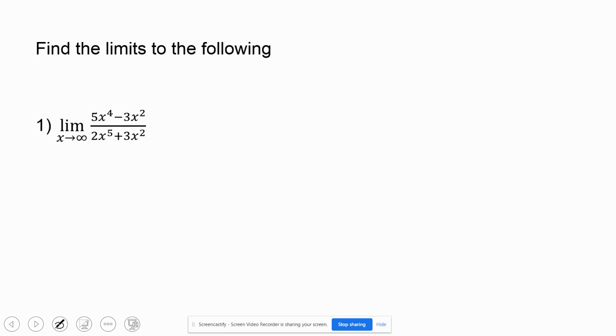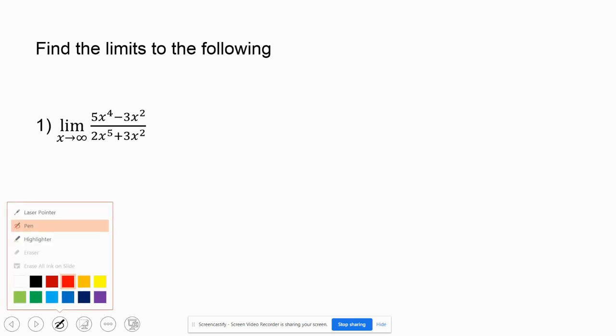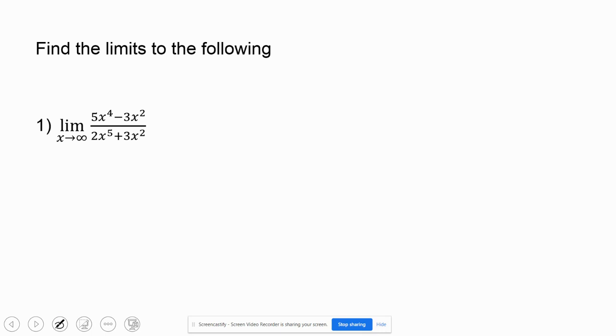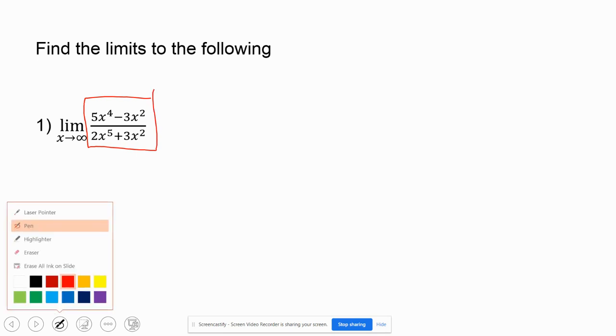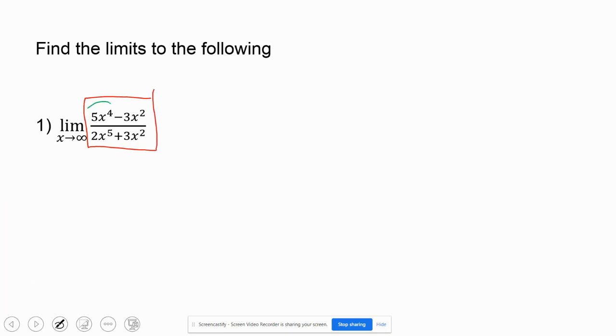Okay, this is one of our limits as x approaches infinity. When you have the fraction here, what you really want to look for is the highest degree, the highest degree in the top and the highest degree in the bottom, because they're the ones that are going to hit infinity long before the other terms do. So in essence, these terms here have no bearing on the answer.